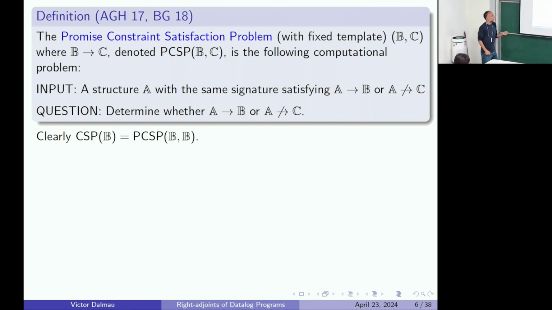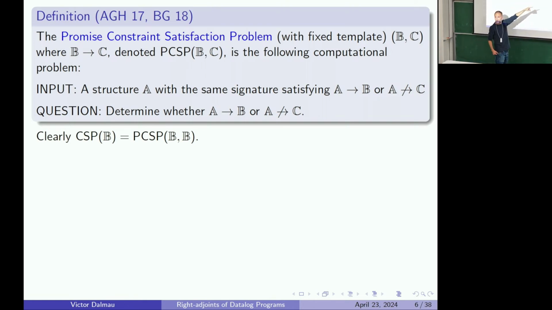And now the input is a structure always of the same signature, and now we have some promise. That's what the promise is: that it is either homomorphic to B or not even homomorphic to C. So it's not this sort of thing. There's nothing in the middle. Basically, you need to distinguish between the two cases. I'll mention one particular example in a minute.